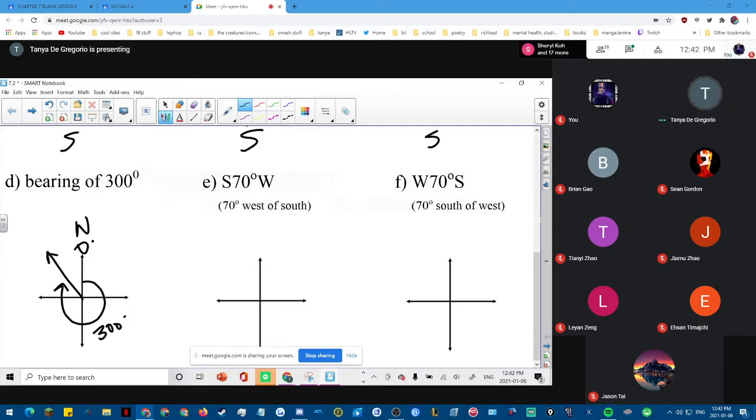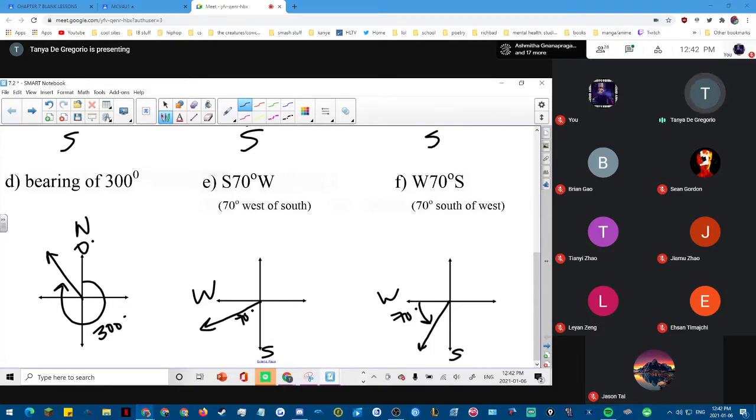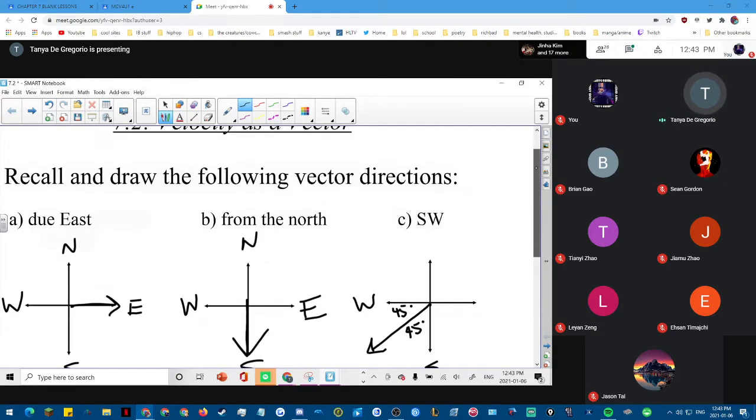70 degrees west of south. So we are 70 degrees to the west from south. Okay. 70 degrees south from west. Well, now we're traveling from west to south and we're going 70 degrees this way. Okay. Any questions? Okay, this is very important, guys, because you're doing word problems in this section, and so you have to understand the difference between all these different ways of drawing your vectors, okay?